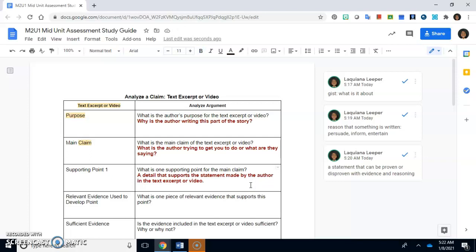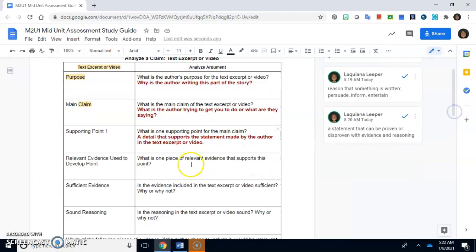And so then your next question is going to be, well, if that is a detail that supports the statement made by the author, then what is one piece of relevant evidence that supports that point? So these two are going to be connected. These two boxes are going to be directly connected. Sometimes you get confused and you're like, oh, well, this is my evidence based on, no. If your supporting point is XYZ, then obviously your relevant evidence has to match.